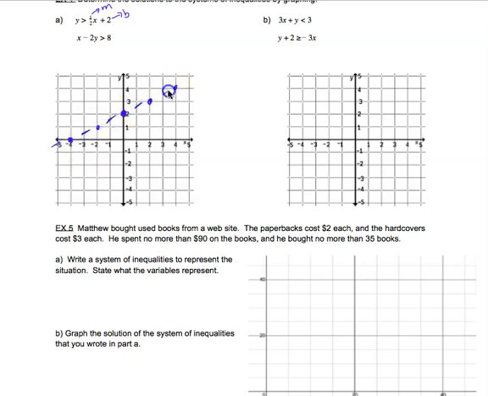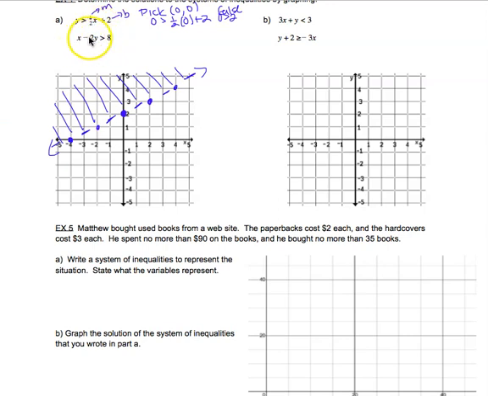And because it's a plain greater than, I'm going to connect it with a dashed or dotted line. When I pick 0, 0, I get 0 is greater than 1/2 times 0 plus 2. 0 is not greater than 2, that's false. So we should not be shading where 0, 0 is. So that should make sense because greater than generally means above. So we're shading above the boundary line.